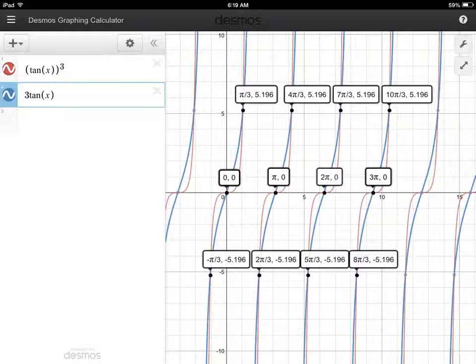Then the other answer I got was 2 pi over 3. Well, 2 pi over 3 plus 3 pi over 3, plus another 3 pi over 3, or I could even subtract 3 pi over 3 and get there. So there's the answers.